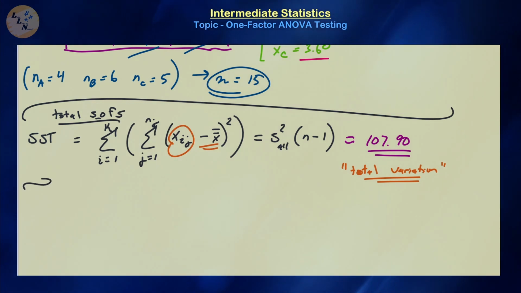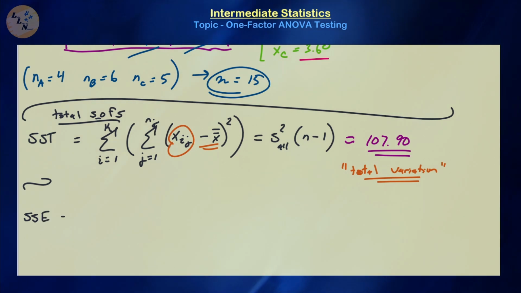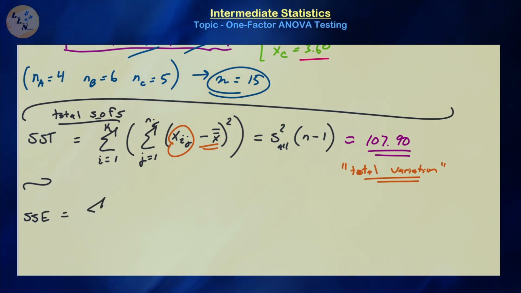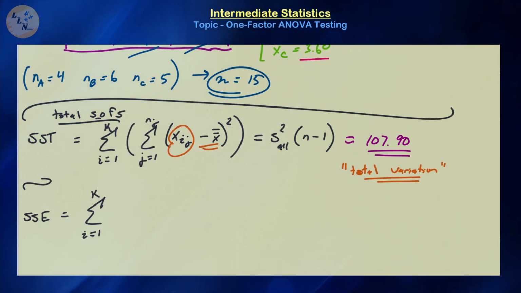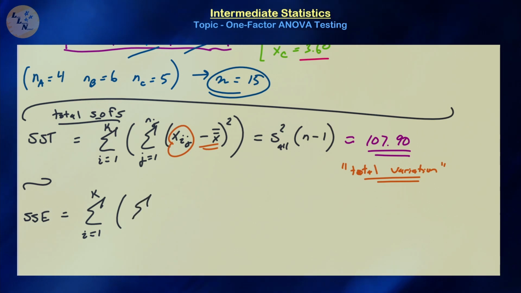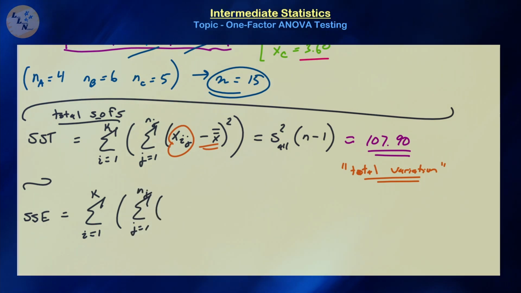So the second metric that I want to calculate is what we refer to as our error sum of squares, or sum of squared residuals, okay? So the formal definition is going to be the sum from i equals 1 to k, so the sum across all categories, of the sum from j equals 1 to the size of each of the categories of x_ij minus the mean associated to that particular category of interest.